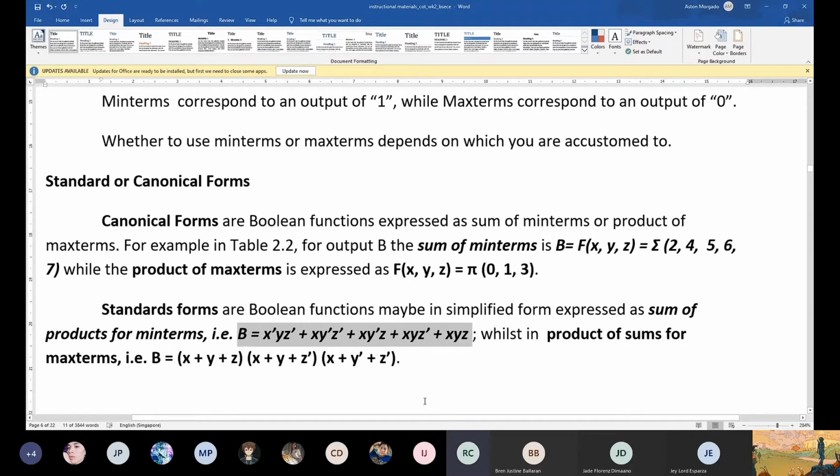Ma'am, may tanong ako. Kasi this part talaga is confusing, no? Kahit sa face to face. Ma'am, sa minterm, yung zero yung may prime. Tapos sa max terms, yung may prime yung 1. Sa minterms, if input x is 0, x prime. Sa max terms naman, yung may prime yung input of 1. Baliktad na, nakakalito din talaga yan eh.